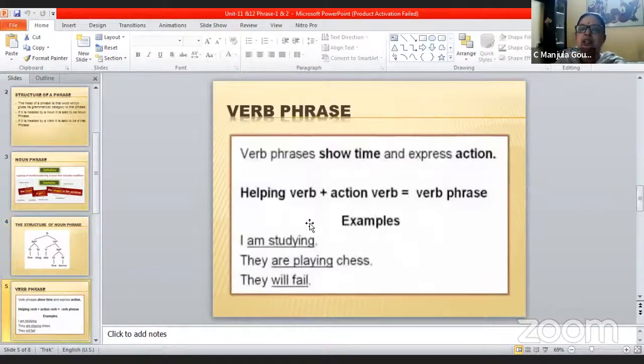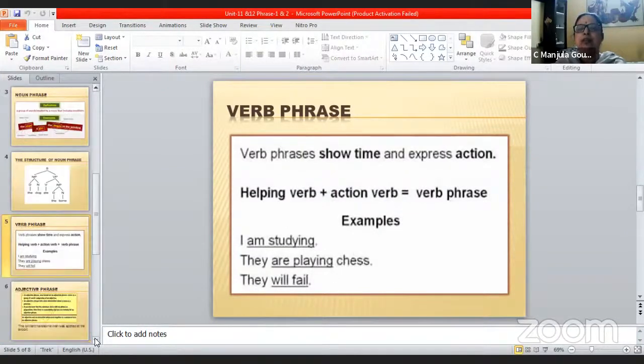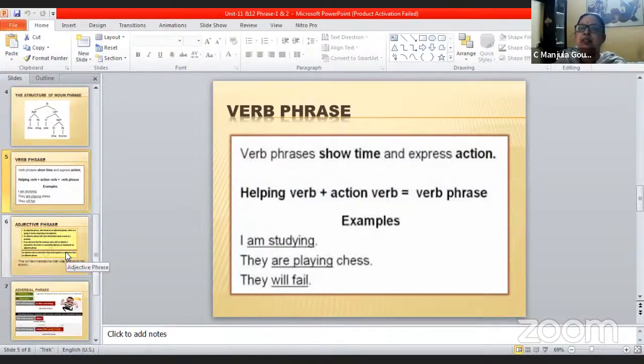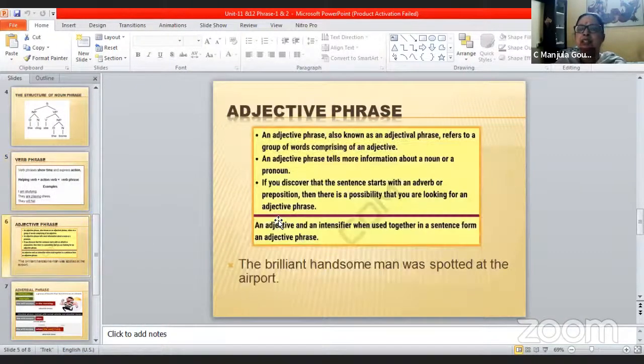Now let us look at what verb phrases are. Verb phrases show time and express action. So it is nothing but a helping verb plus an action verb. That is called a verb phrase. I am studying, are playing, will fail, will watch, or will jump. You can take anything like that and make a sentence.